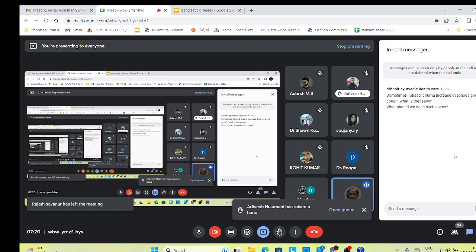There is one question. Sometimes Talisadi Churna increases dyspnea and cough. Yeah, of course. It's not related to pancreatitis-like conditions. In any patient who has a dry cough-like condition where there is not much sputum, Talisadi may aggravate. So Talisadi is indicated when there is more fluid or kaphaja kasa. And in such conditions, Sisapaladi may be preferred. If Talisadi aggravates the condition, you go for Sisapaladi. That's the other way. Of course, it's not related to pancreatitis and the cystic fibrosis condition.